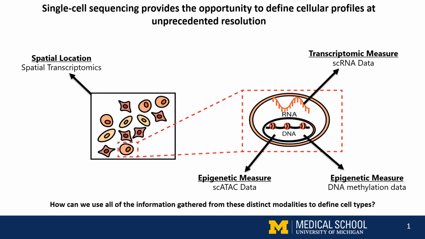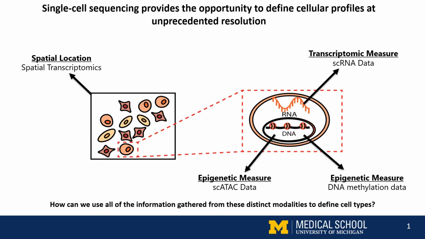Single-cell sequencing technologies are expanding in their capabilities at an unprecedented rate, and this is giving us an incredible opportunity to be able to define cellular profiles. Cellular profiles can be defined by a couple different measures. You have your epigenetic measures, which we can define using single-cell ATAC data and DNA methylation data. We also have transcriptomic measures, which we can usually get using single-cell RNA sequencing data. And we can further define a cell by its spatial location, which is usually derived via its spatial transcriptomics data.